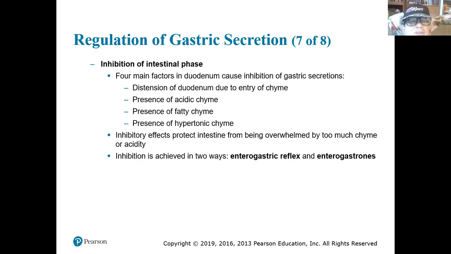So the inhibition of the intestinal phase, the intestine saying to stop, there are four main factors.